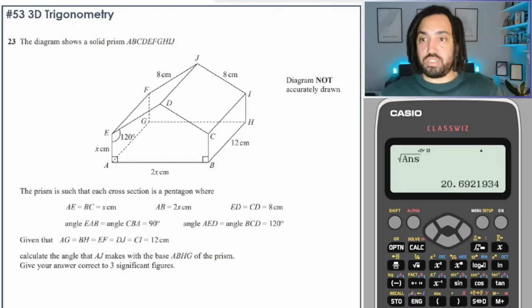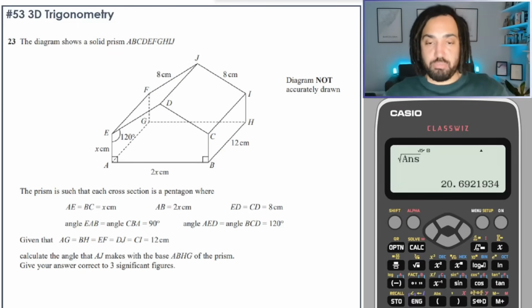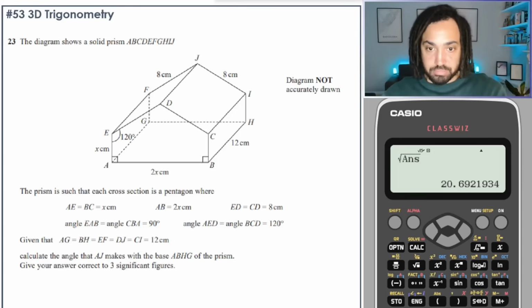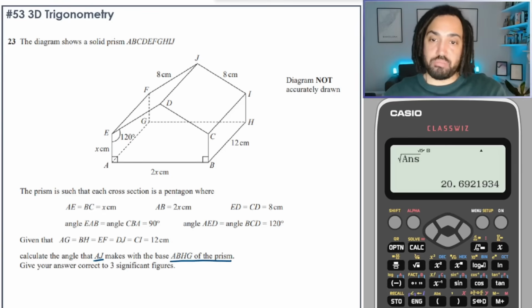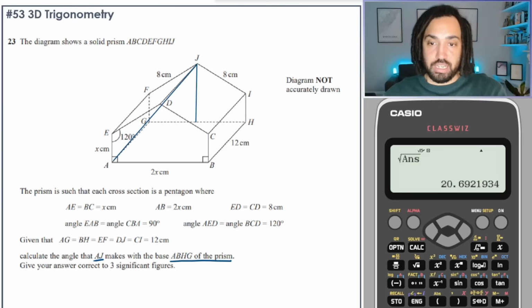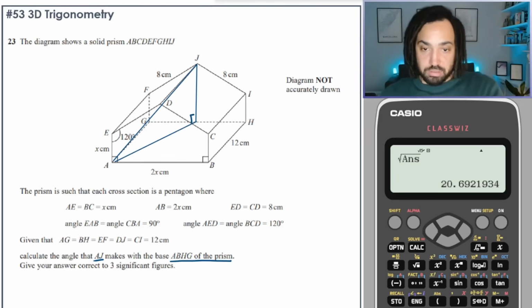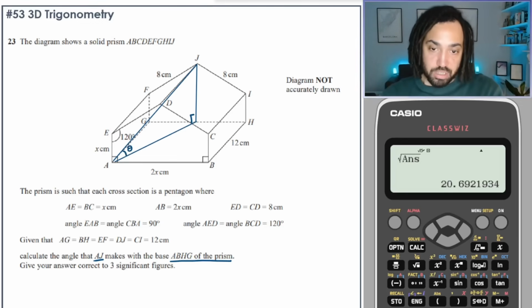Okay, question 23 is a bit of a beast. So we need to find the angle that AJ makes with the base of the prism. So to do questions like this, what you're going to want to do is draw a line that connects A and J. Draw a line directly downwards from J, and then draw a line to connect up to make a triangle. Excuse me, that would be a right angle, and then this angle in here would be the angle that you're looking for.